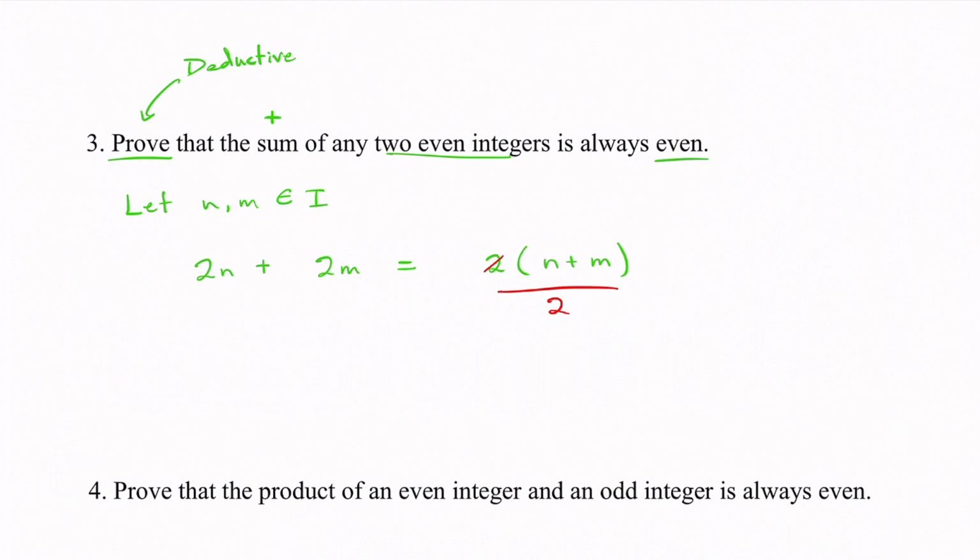Okay, so the fact that it has this 2 here in front, a multiple of 2, means that it is even. So that one didn't take much work actually to prove. A lot of the time they're actually fairly simple.